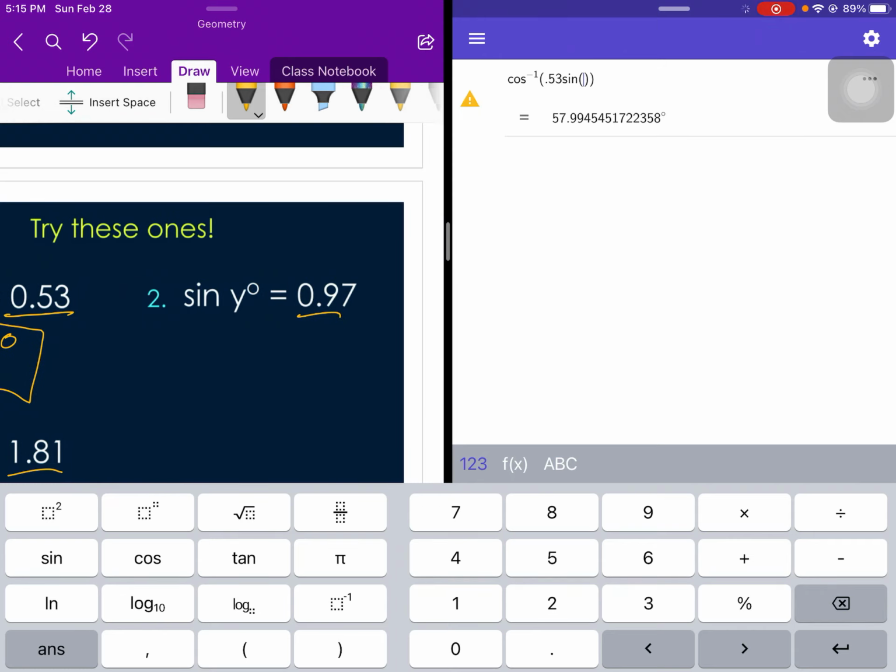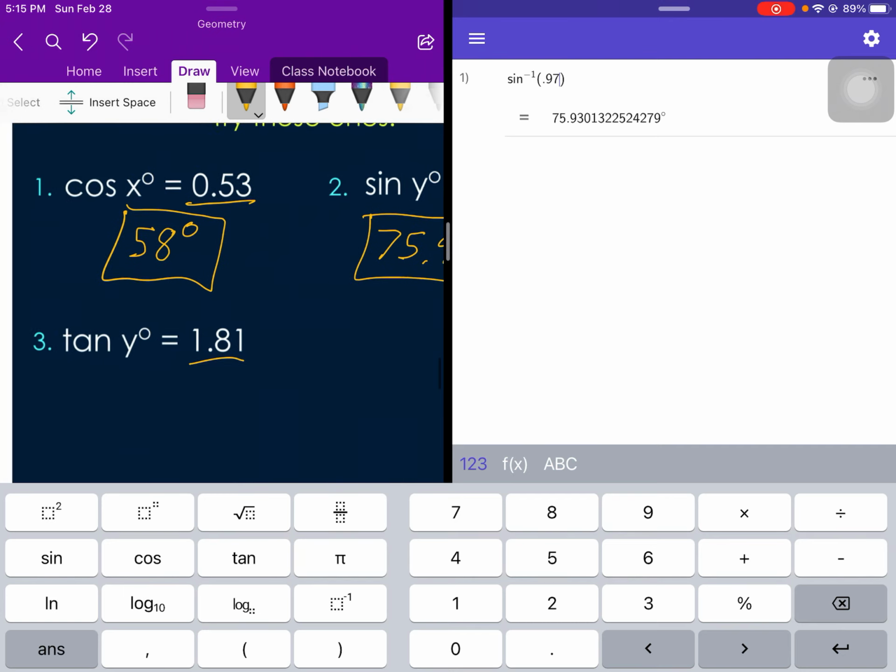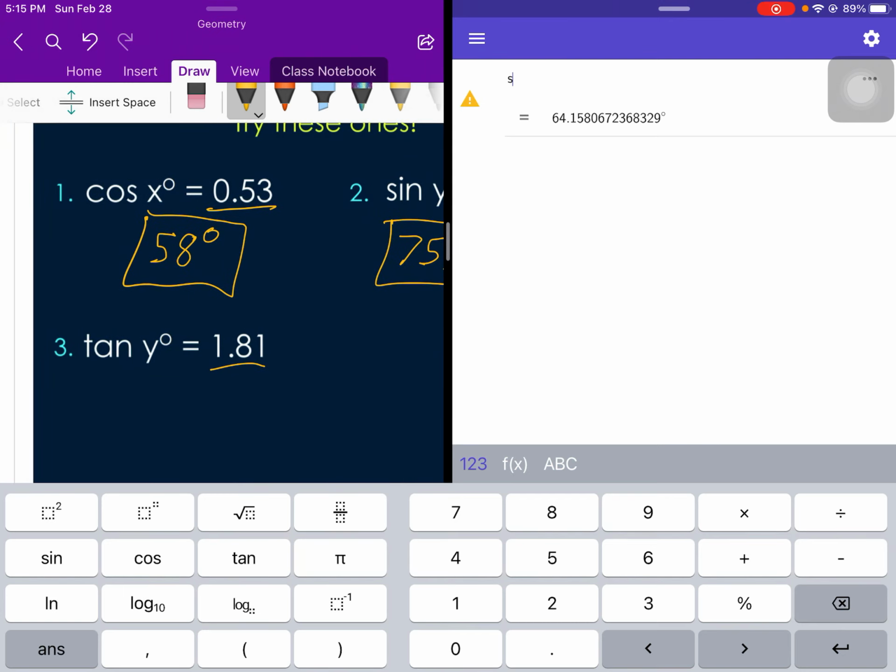So we can do the same thing with these other ones here. For sine, I have to go back to f of x and hit sine inverse, and then I type in the decimal, and now I get 75.9 degrees. I'm going to do the same thing with this next one. Go to inverse tangent of 1.81, and we get 61.1 degrees. I'm just rounding to the nearest tenth for these.